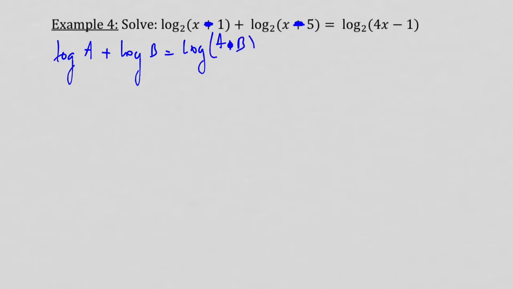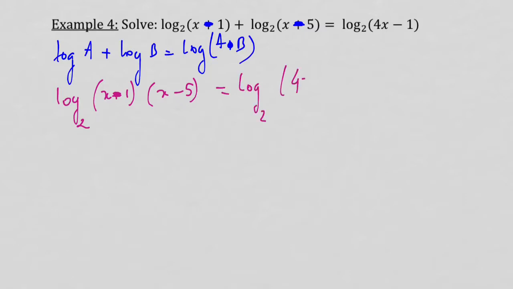okay? So whatever the base I am, so right now I'm in log base 2, so I'm going to have a log base 2 of x minus 1 times x minus 5 equal log base 2 of 4x minus 1. That right away tells me that x minus 1 times x minus 5 equal 4x minus 1.